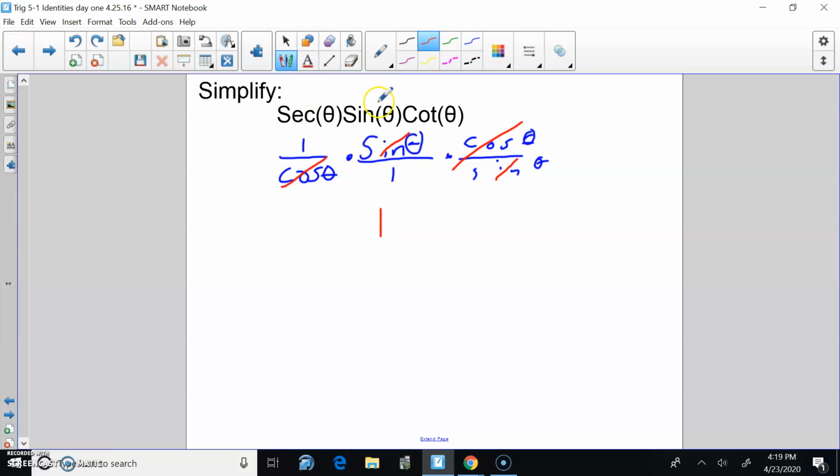So it turns out this complicated looking thing that I started with, secant theta, sine theta, cotangent theta, is really just equal to 1. And a lot of these problems will just kind of fall into place if you just play around with them for a bit. So that's your quick lesson on simplifying. I hope it was clear.